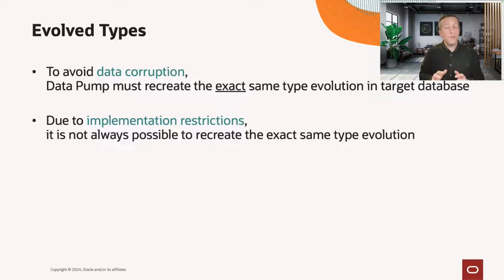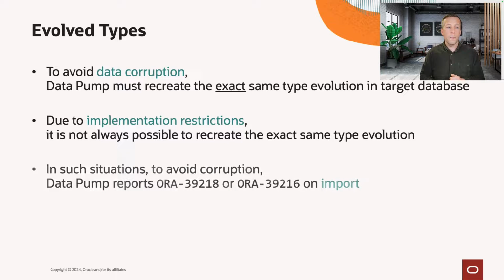Due to implementation restrictions of types in the database, in some situations, it is not possible for Data Pump to recreate the exact same type evolution. When you created the type originally, you issued a create type and then a series of alter type commands. Data Pump must execute the same commands in the same sequence in order to have the same evolution. If Data Pump cannot do that, to avoid potential corruption, it'll throw an error during the transportable import and skip that table.